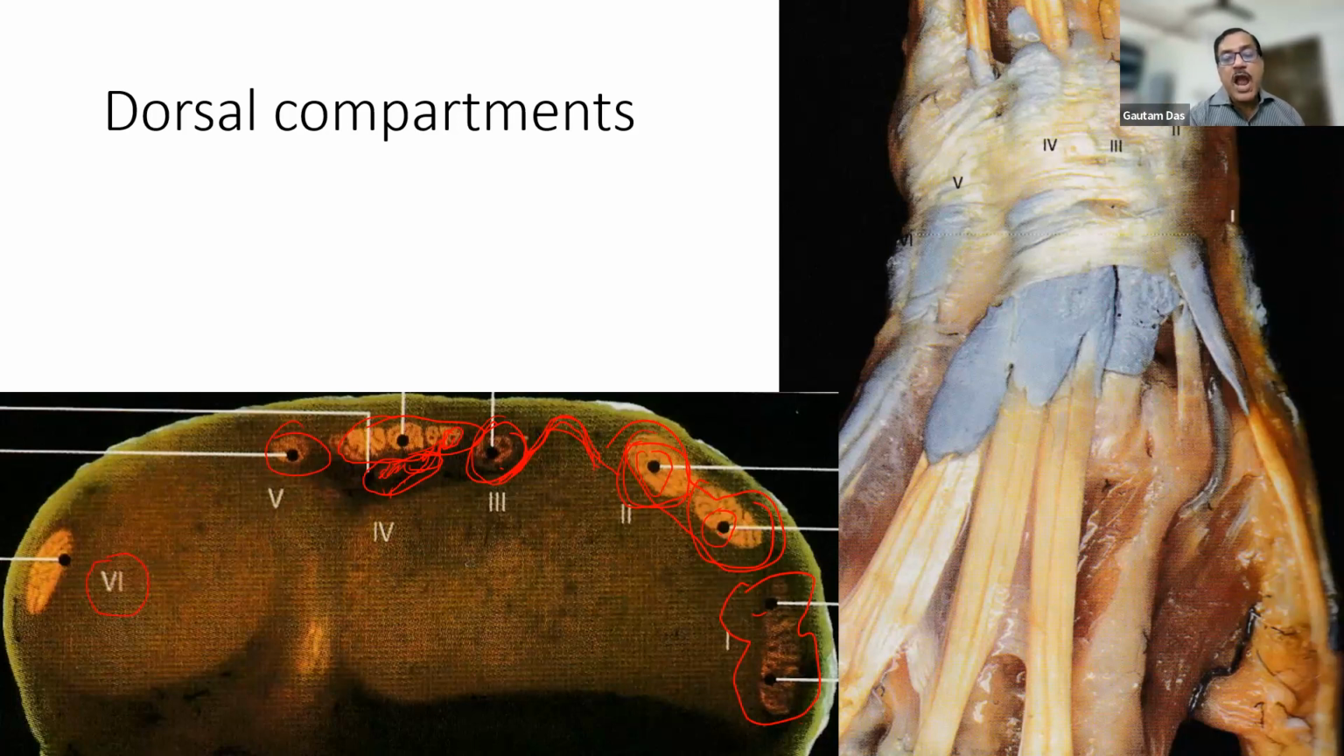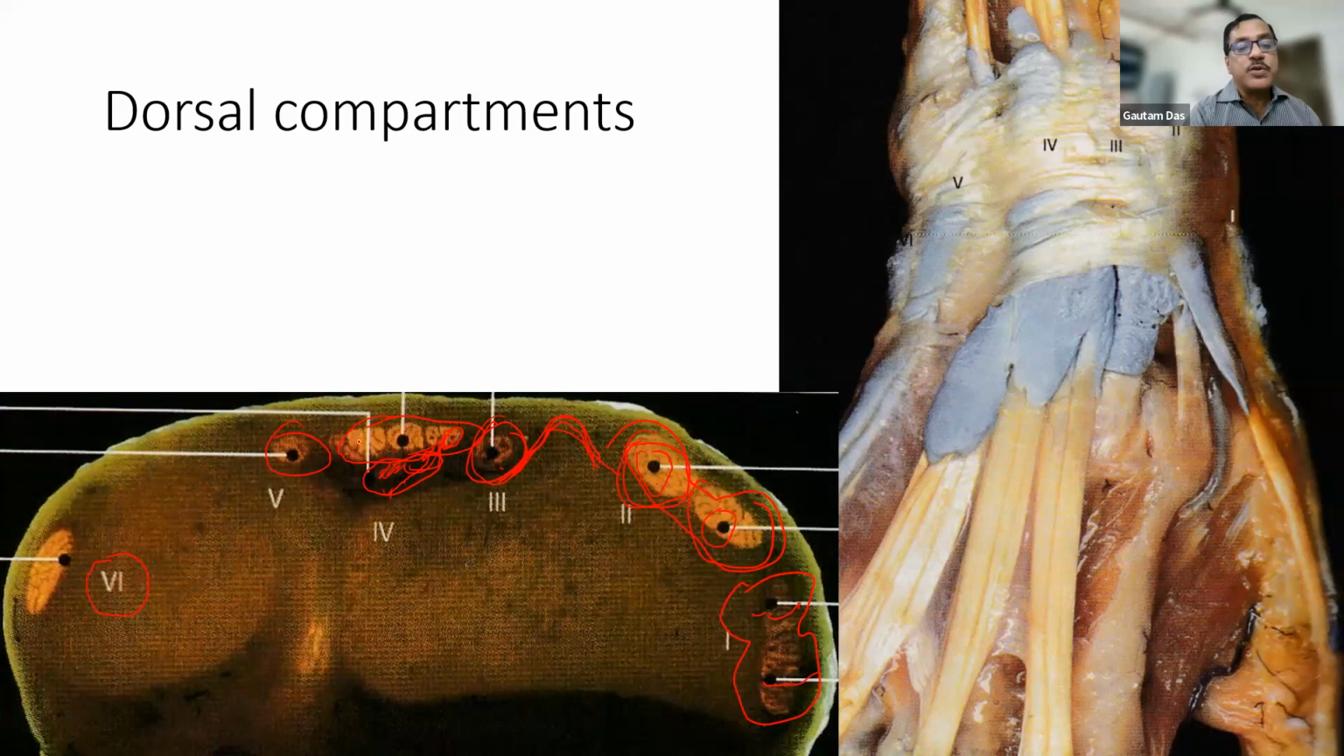First compartment, abductor pollicis longus. It starts with A and ends with L. Abductor pollicis longus. This is the first one. Then comes your extensor pollicis brevis. After longus, it should be brevis. So abductor pollicis longus, extensor pollicis brevis. Then it should be starting with E and ending with L. So extensor carpi radialis longus, extensor carpi radialis brevis. Then comes the Lister's tubercle. And then comes the 3rd, extensor pollicis longus.